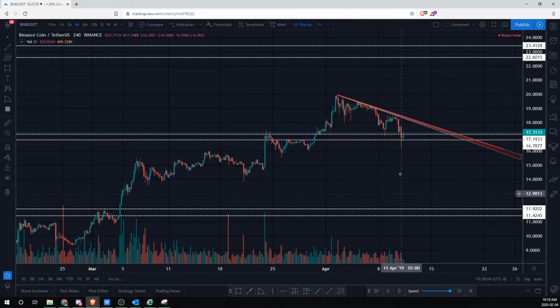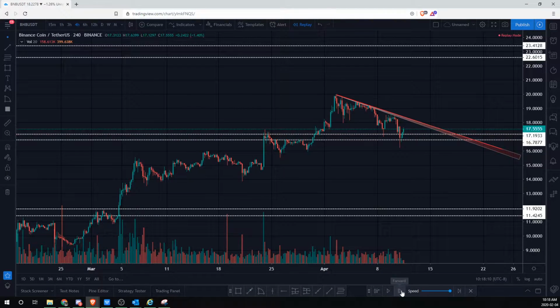So we see a lot of bearish momentum try to push the price back down, but then the bulls pushed it right back up, holding our key level of support.